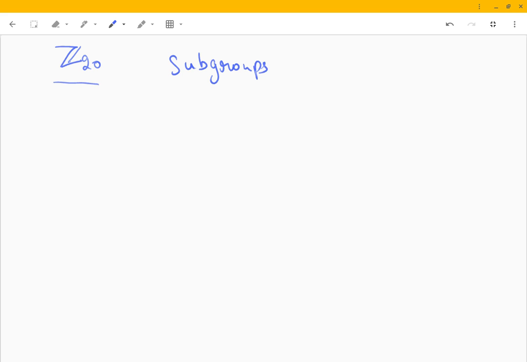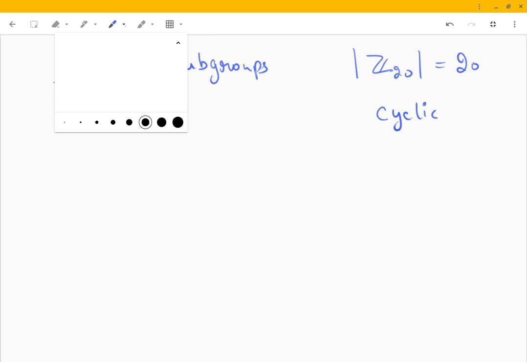Now what do we know about Z20? First thing we know is that the order of Z20 is 20, right? And then we also know that Z20 is cyclic. Okay, now let's start breaking it apart.